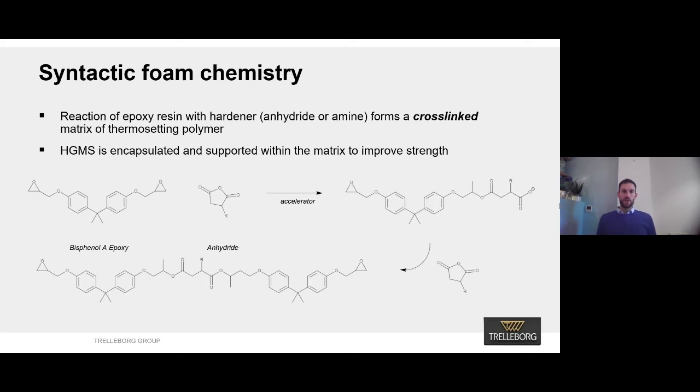Now, we use both amine and anhydride hardeners, and they have different benefits depending on which type you use. An amine hardener, for example, is a self-curing process, but has a limited pot life and therefore can pose processing difficulties. Whereas an anhydride hardener requires heating and an accelerator, but has a much longer pot life, and it means processing can be longer and therefore is suitable for larger parts typically.